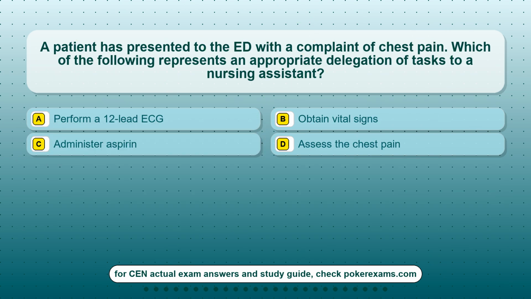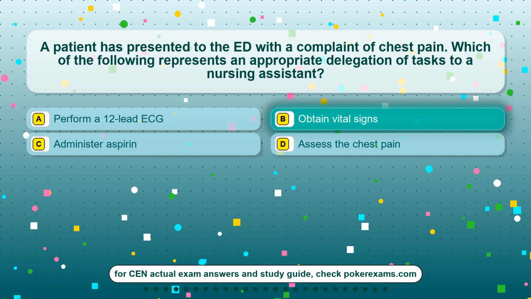Question 3. A patient has presented to the ED with a complaint of chest pain. Which of the following represents an appropriate delegation of tasks to a nursing assistant? Option A. Perform a 12-lead ECG. Option B. Obtain vital signs. Option C. Administer aspirin. Option D. Assess the chest pain.